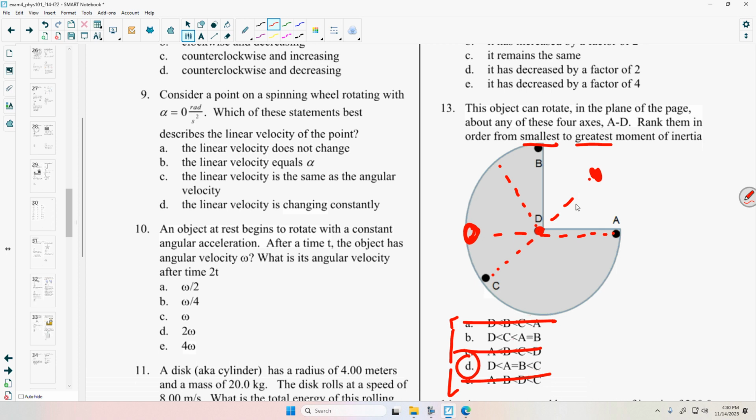Oh, I was doing it wrong. It's messing me up, the smallest to greatest. Yeah, it is B. The answer is B. And that's what the answer key says. I'm sorry, I was getting my orders mixed up. A and B are the biggest moments of inertia because they have the most mass at big radii. Be careful with that. Sometimes it's smallest to greatest, sometimes it's greatest to smallest. I'm sorry for that. Let's do another one though.